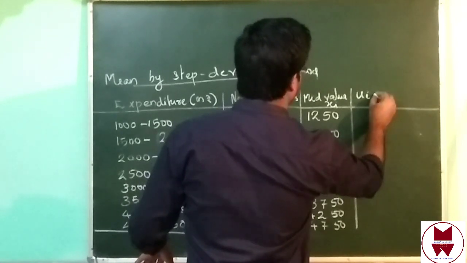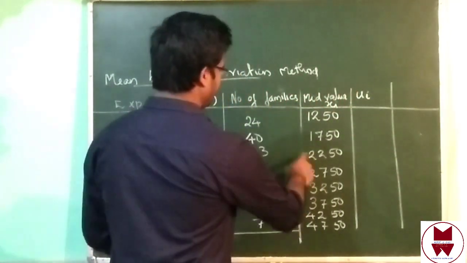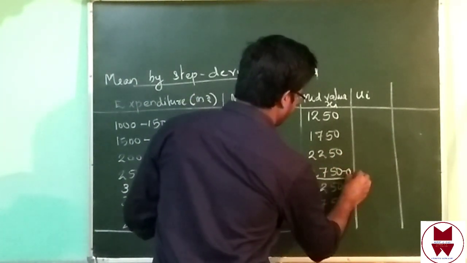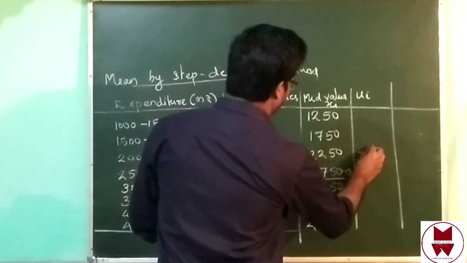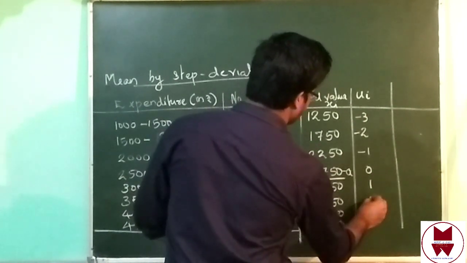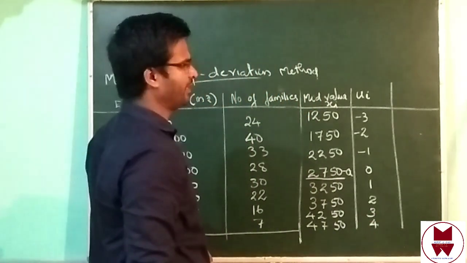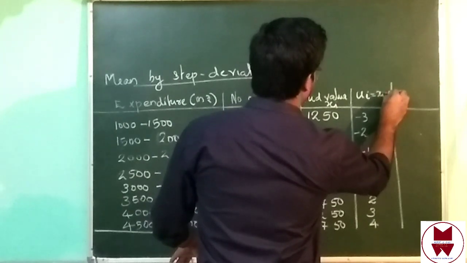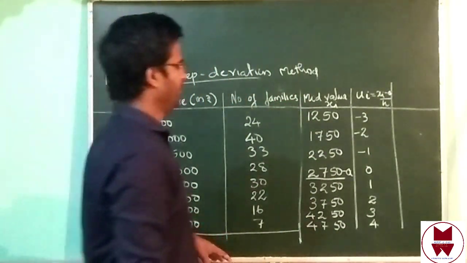Then ui, ui directly we can write. We can take any number as our assumed mean. This is our assumed mean, a. What will you write here? ui means this will be 0, then minus 1, this will be minus 2, minus 3. Then downside 1, 2, 3, 4. Directly we can write. If you need the formula, you can write xi minus a divided by h.